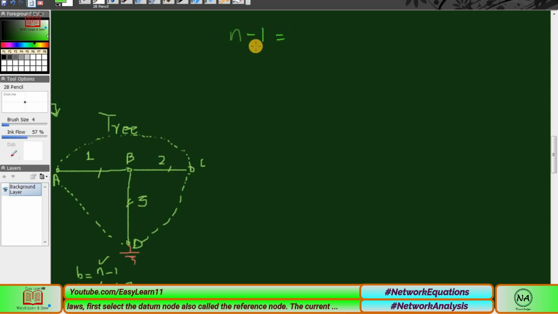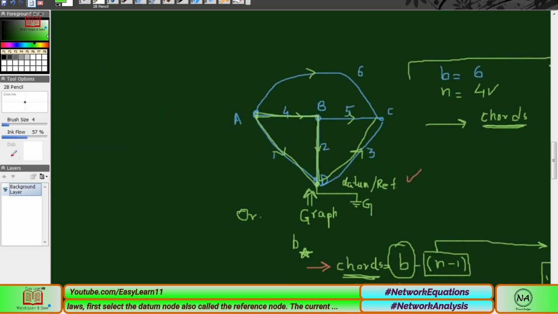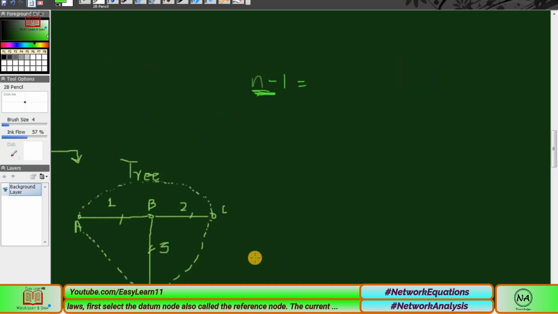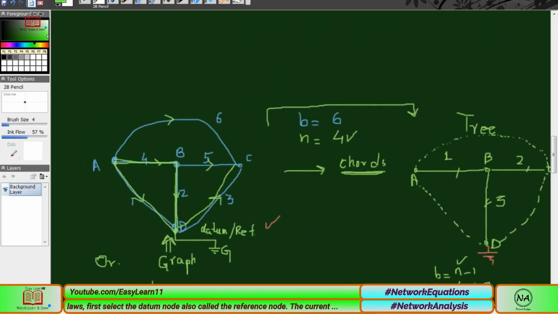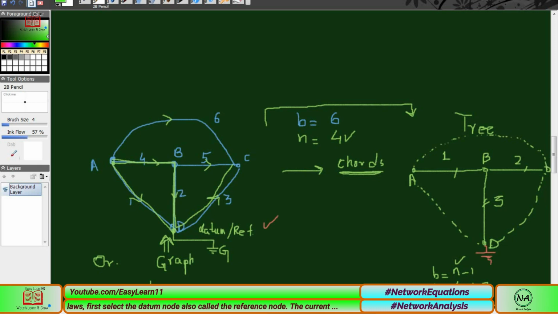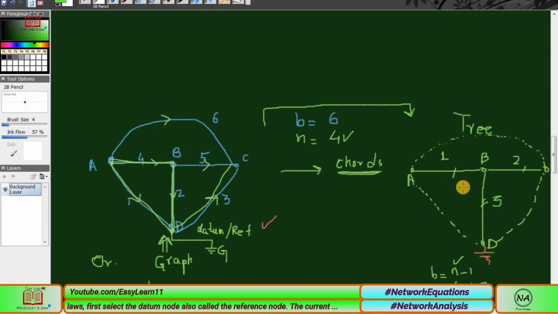n-1 means that, for example, thank God we have a diagram here. This is n. n-1 means the branches of the tree. If I just write that n-1 is always less than b, what does it mean? It means that n-1 is the branches of the tree and b is the branches of the graph. So the branches of the graph are always higher, meaning more than the branches of the tree.